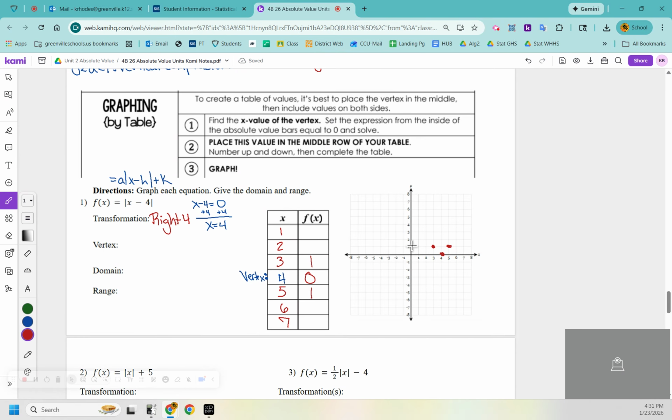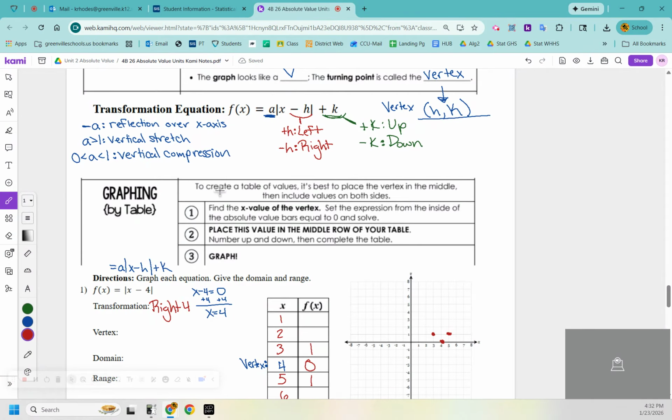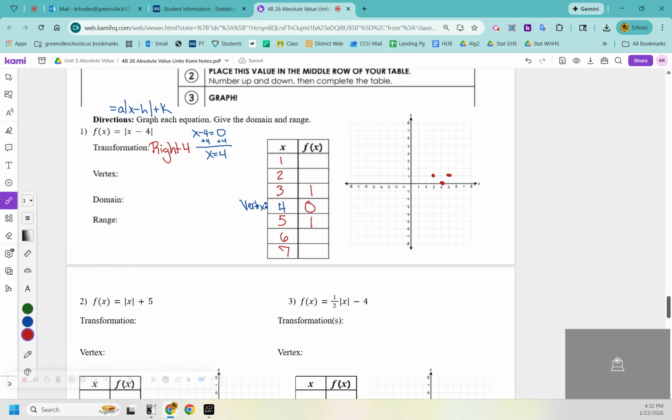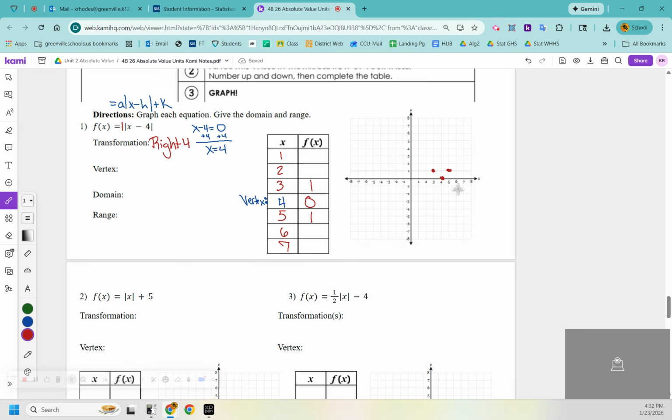I'm going to let you know, a is the slope to the right of your vertex. So what that means is, right now my a is 1. So I'm going to go up 1, right 1, up 1, right 1, up 1, right 1. And if you plug them in, 6 minus 4 is 2. The absolute value of 2 is 2.